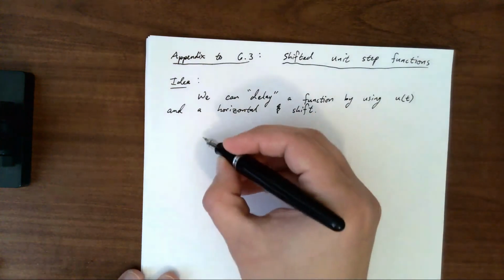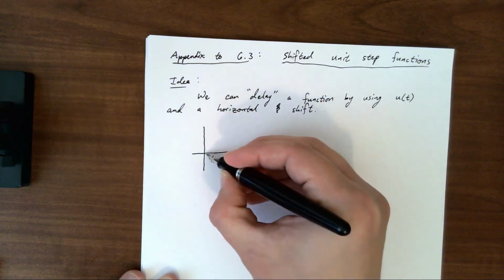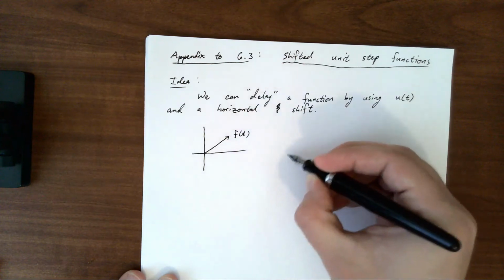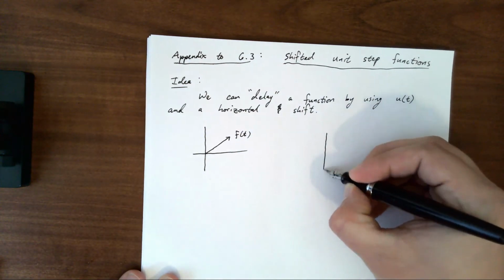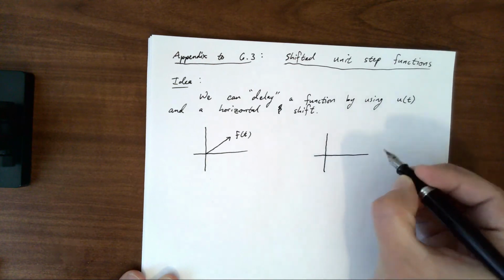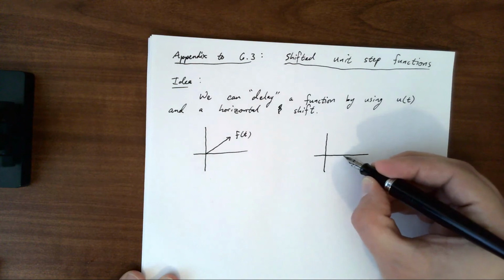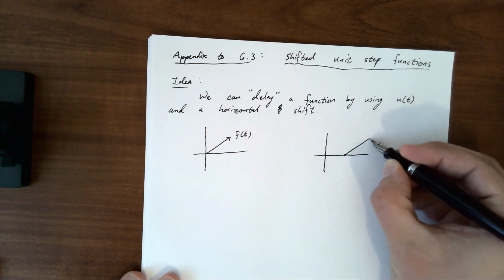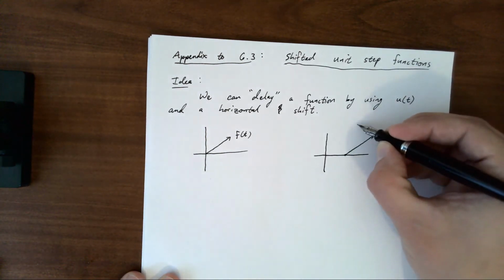So what that looks like is, let's just say we have some function, a very basic function, like just f of t looks like that. And let's say that we want to actually delay it by a units. So it does the same thing, goes up in that same linear fashion, but a units later than before. And let's say we wanted to call that g of t.